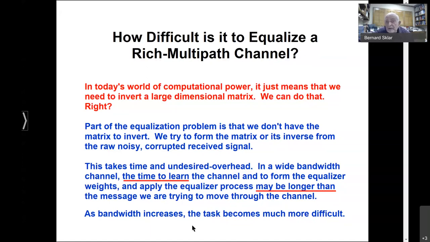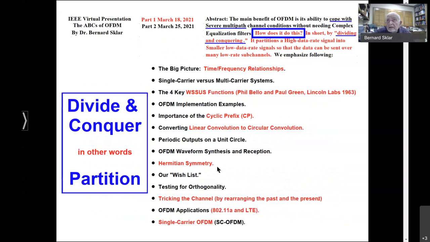As bandwidth increases, the task becomes much more difficult. Okay, so we've established that this is a tough job, and especially for wideband channels, inverting that channel or equalizing it is a tough job. So how does OFDM do it?